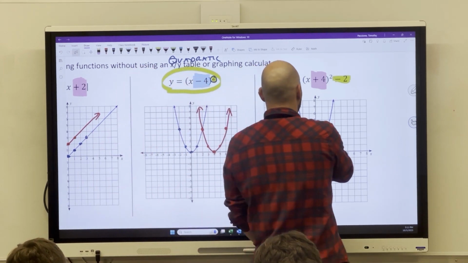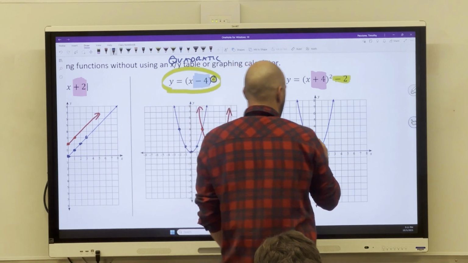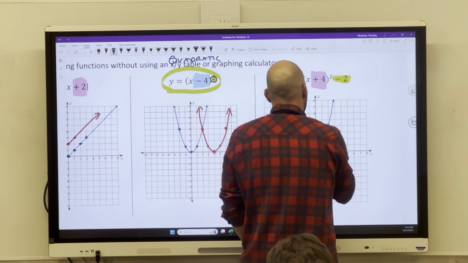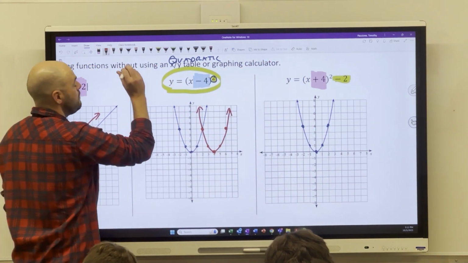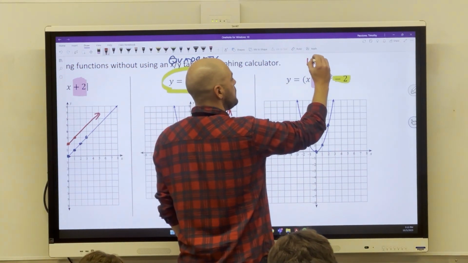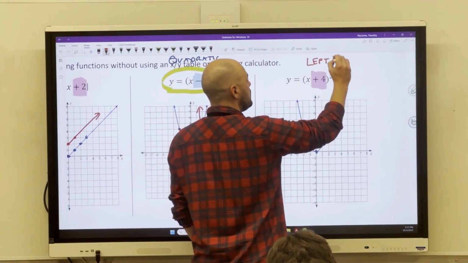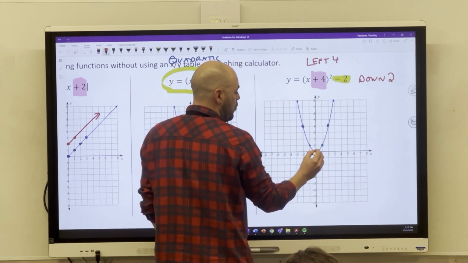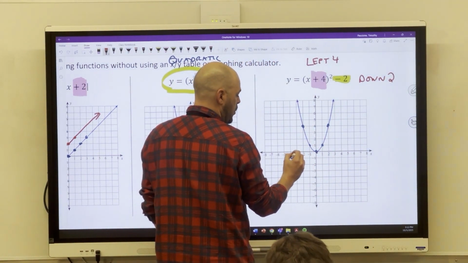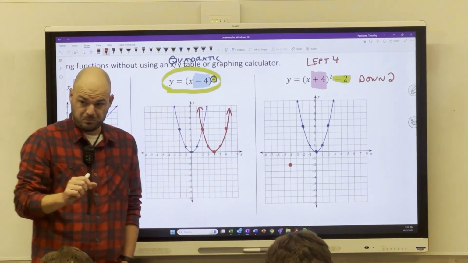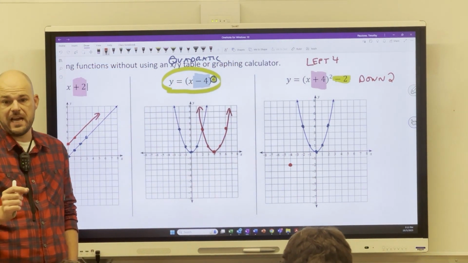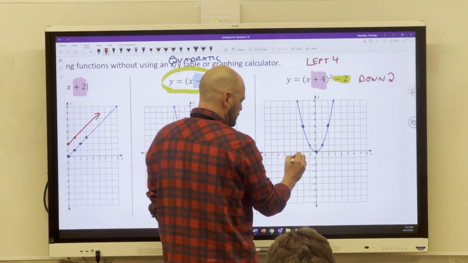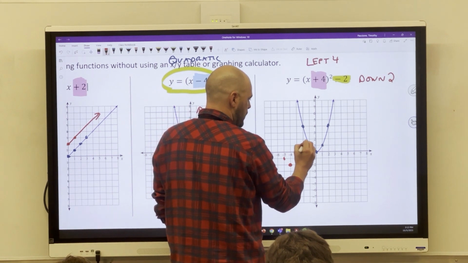This one, we have these points, our key points. And I'm gonna move my parabola left 4 and then also down 2. So I go 1, 2, 3, 4, 1, 2. And again, you can move every point one at a time like that. Or if you remember the pattern, you know your vertex, over 1 up 1, over 2 up 4.